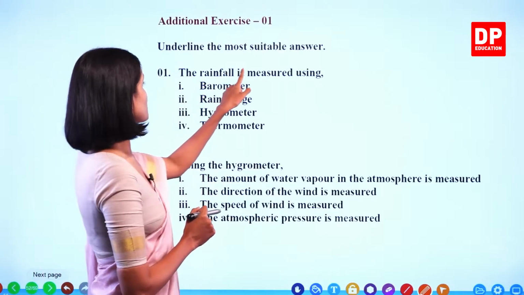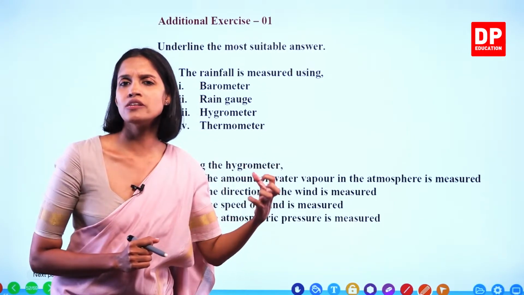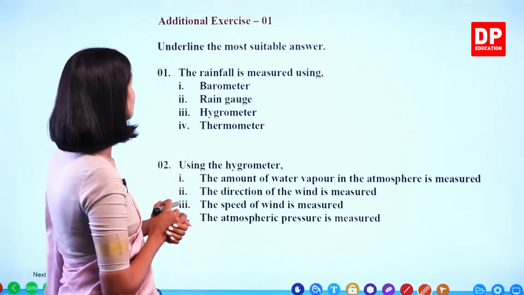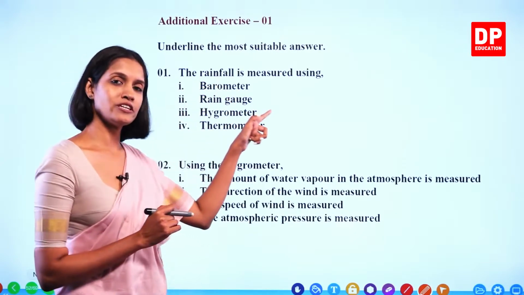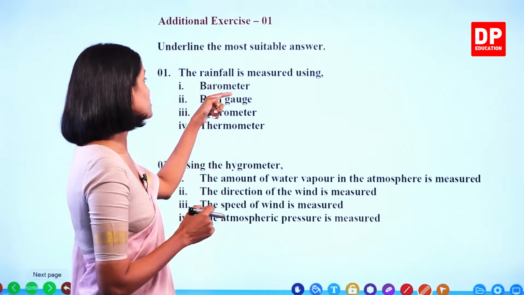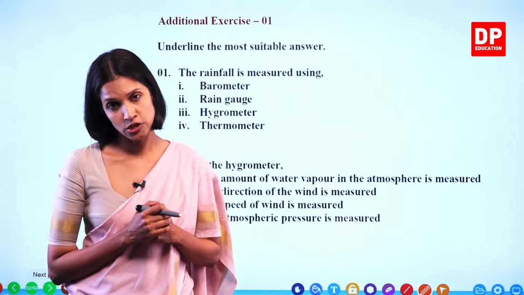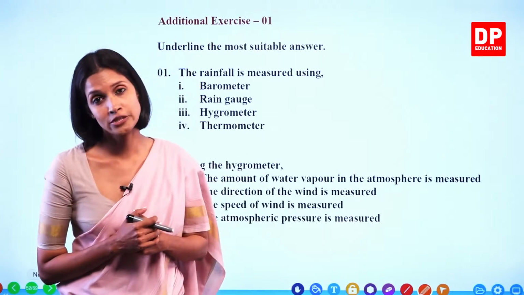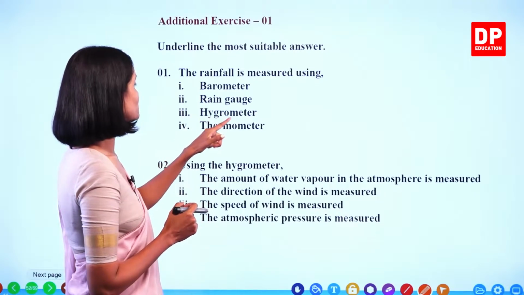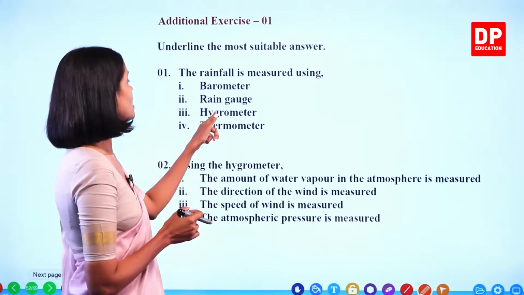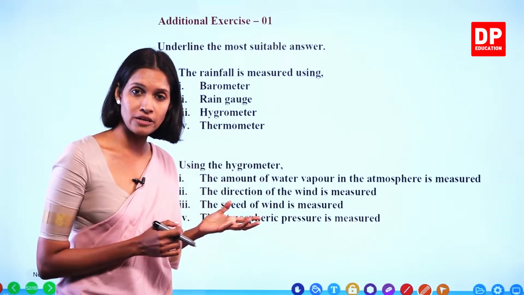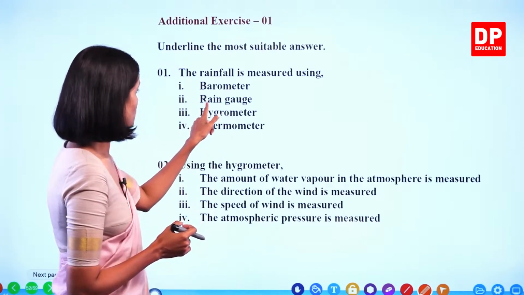The rainfall is measured using. What is the instrument that we use to measure the rainfall? We even made one. It's the rain gauge, right? Barometer. What is a barometer, children? Now, we did not discuss the barometer in the lesson, but a barometer is used to measure the atmospheric pressure. You are going to learn about the barometer in the upper grades, okay? Right. So, barometer, rain gauge, hygrometer, thermometer, right? Hygrometer is used to measure the humidity. Thermometer is used to measure the temperature. So our answer is rain gauge.